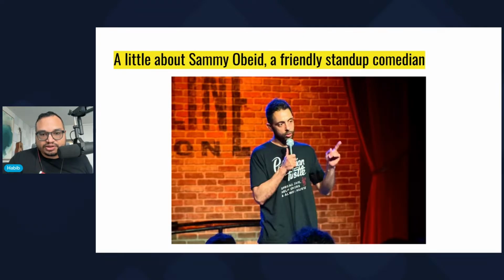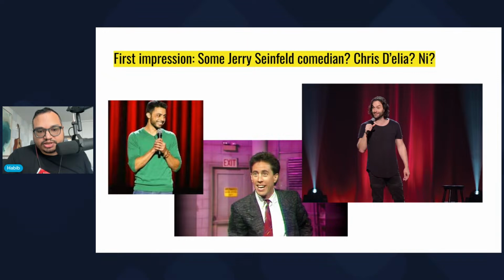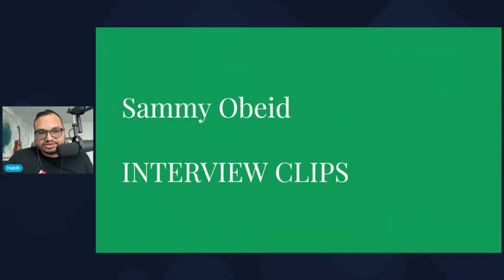Speaking of which, so when I'm trying to get a first impression of Sammy Obeid and kind of see what his type might be, I'm looking at people like Jerry Seinfeld and Chris D'Elia. There's certain facial patterns that you'll see in these types. So what I'm seeing is NI in his eyes, and I'm not sure where that is, but I would guess that he has it somewhere. But that's the first impression. Visual typing can only go so far. But yeah, let's get to know him through some interview clips.